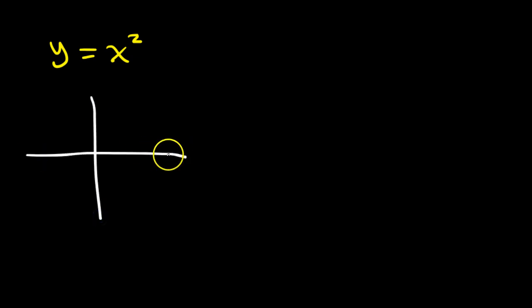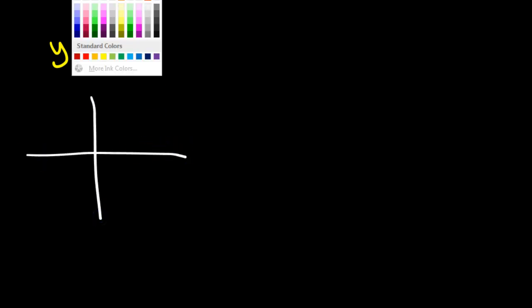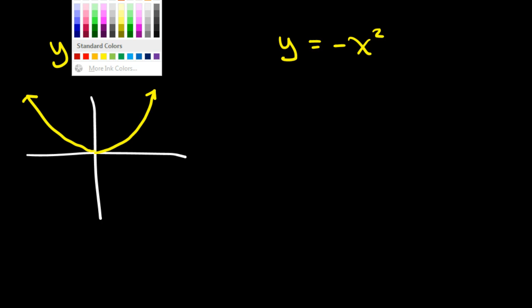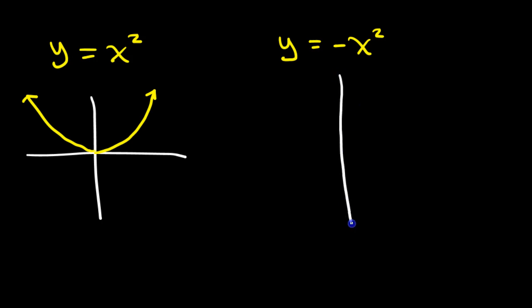If this is my x and y axis, y equals x squared was a parabola, and it would be upward facing like this. Now, of course, if we had y equals negative x squared, the effect of that was that the parabola turned upside down. So we would have a parabola, but it would be downward facing like this.